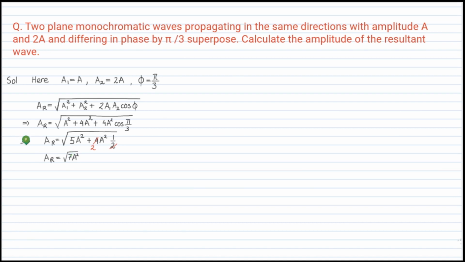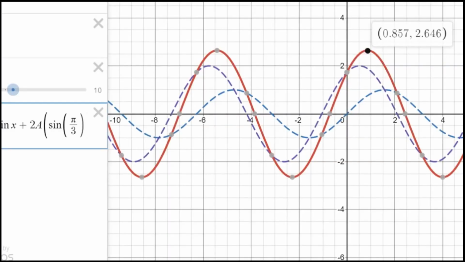Fine. Now since this is a square term, I can write this one out of the square root. So if I write this one out of the square root, then I have root 7a. So the amplitude of the resultant wave is root 7a. Fine. So root 7 value turns around to be somewhere around 2.645.